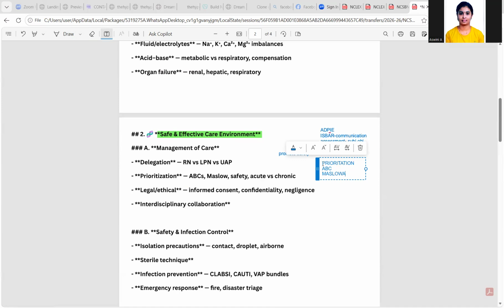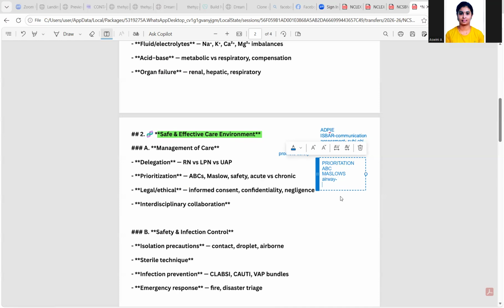Good. First we need to apply ABC, that means airway, breathing, and circulation. If the ABC is intact, we can go with Maslow's hierarchy, that means the physiological needs of the client. For easy understanding, the first order will be airway. If the airway is obstructed, or the client has tracheal deviation, or is going into respiratory arrest, in cases of foreign body obstruction or aspiration, airway will be our most priority.